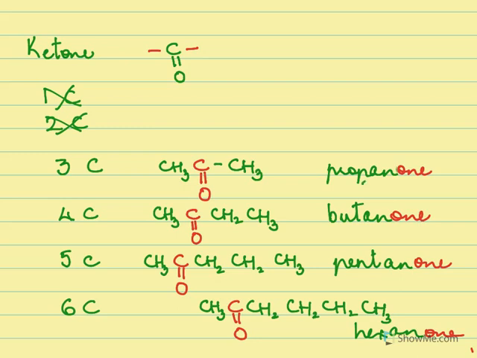Propanone, this is a 2 carbon ketone. Butanone, 3 carbon ketone. Pentanone would be a, butanone is 4 carbon. No, this is wrong what I have done. Propanone is a 3 carbon ketone. Then we have butanone. Butanone means 4 carbon ketone. Then we have here 5 carbon ketone, and last we have 6 carbon ketone.